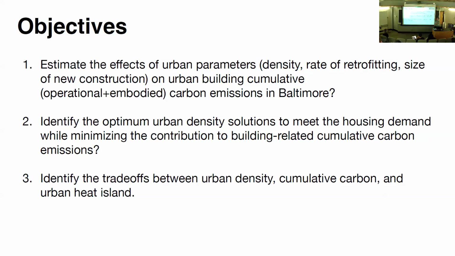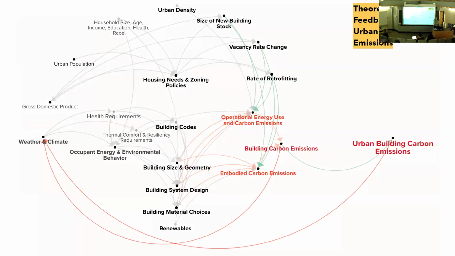The second objective is to identify the optimum urban density solutions to meet the housing demand while minimizing the contribution to carbon emissions. And third, identify the trade-offs that we might see between urban density, cumulative carbon, urban entitlement, and other factors. So we did a comprehensive literature review to identify the drivers of urban building related carbon emissions.